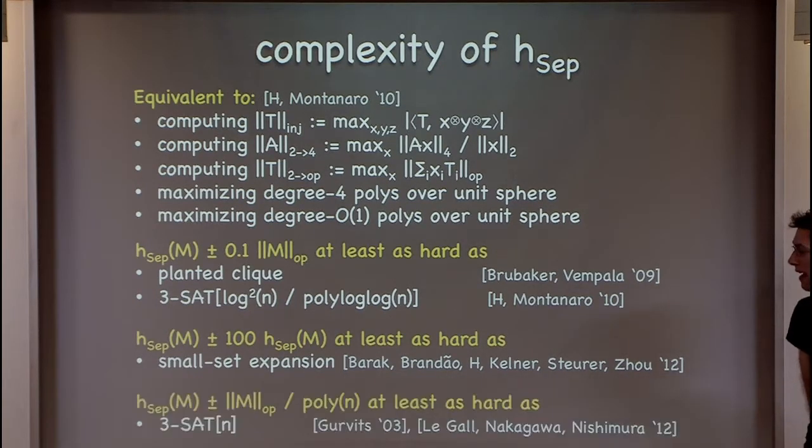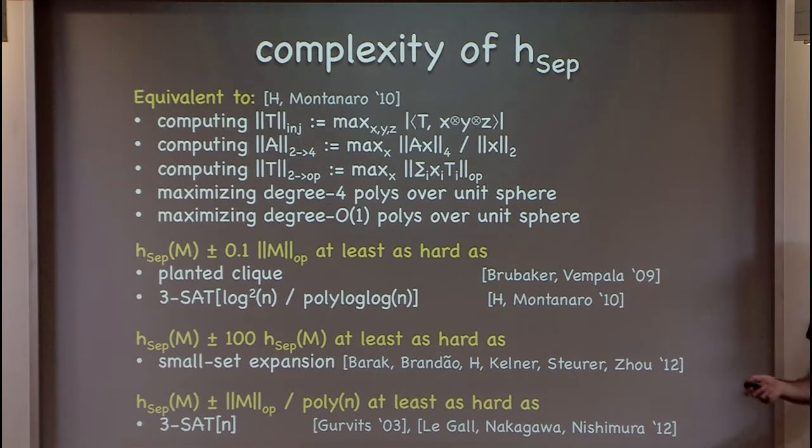And finally, what if you demand very high accuracy? So let's say you demand additive error of 1 over polynomial in n. And I put operator norm here, but I could have put h sep, because these differ by at most a polynomial in n factor. So I could have said this was multiplicative error. Not sure why I didn't. If you do this, I remember why I didn't. If you do this, then this is at least as hard as 3-SAT.